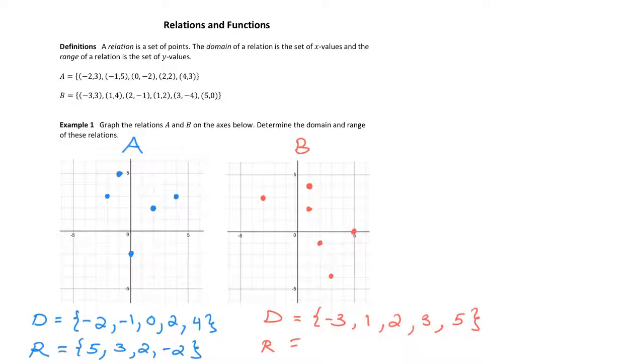We could do the same thing for the y values. Last time I worked from top down. Here you could go from the bottom up. I don't think it's going to really make a difference, but let's see.